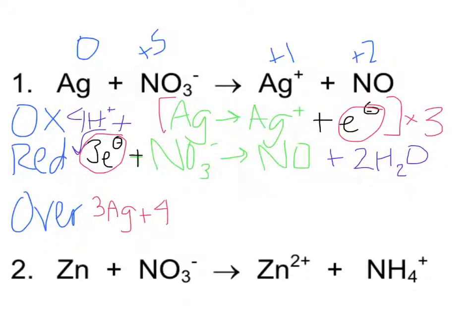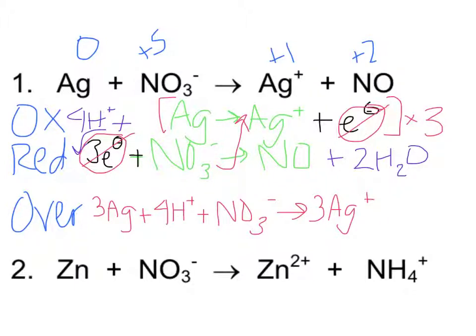Since we just hit our arrow, we drop down to the next line. We have 4 hydrogen ions plus, those cross out, our nitrate ion. Then we have to go all the way back up to the top. Don't forget that. Once you hit this arrow, you go back up. So then we have 3 silver ions, plus nitrogen monoxide plus 2 waters is your overall reaction. If you got that, go ahead and give yourself a round of applause.